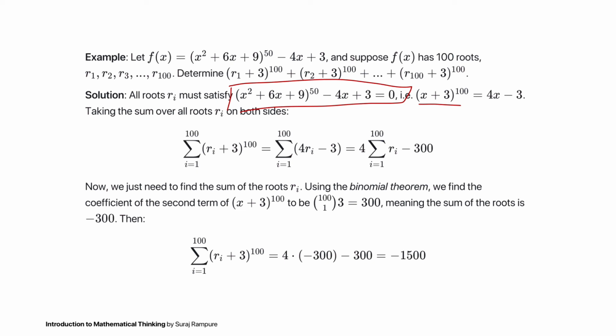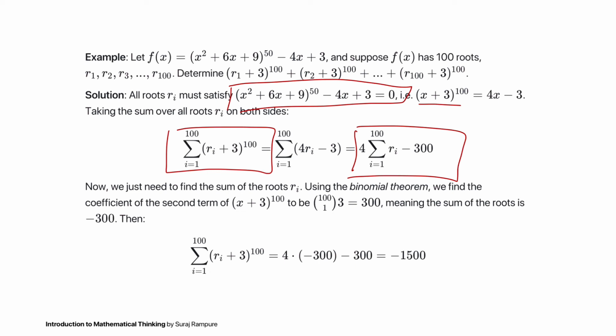Okay? So when I sum this quantity for all of the roots on the left, I get what I want. And when I sum it on the right, I have 4 times the sum of all of the roots minus 300. Okay? But what we're looking at are the roots of x plus 3 to the 100. From Vieta's, we know that the sum of those roots is 3 times 100 choose 1, which was 300, telling us that the sum of the roots is negative 300.